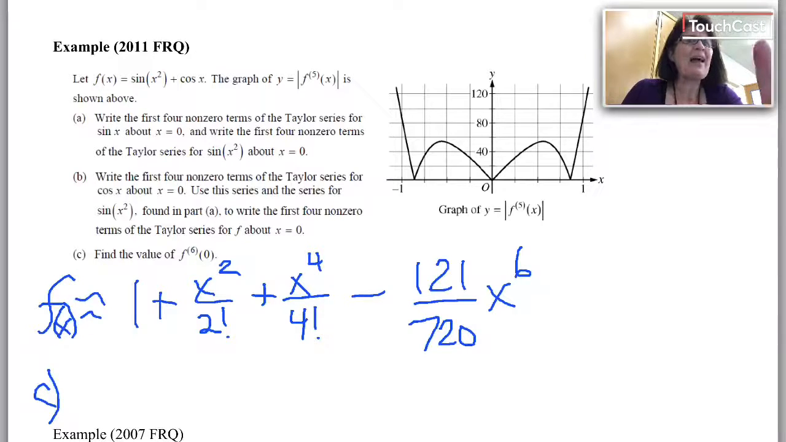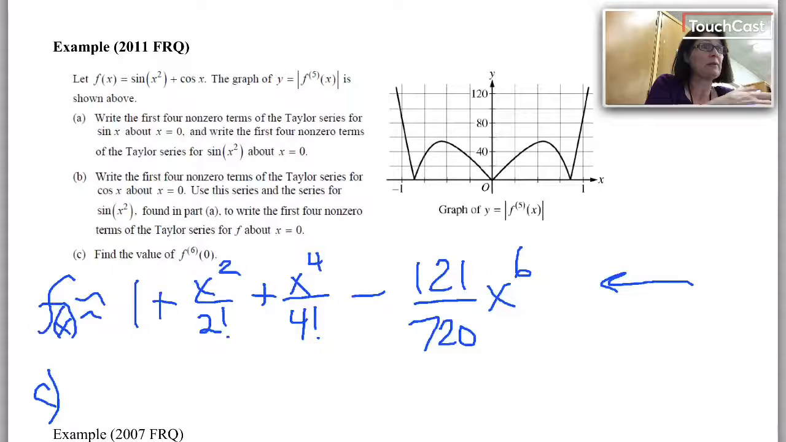But now check this out. Because of the work we did, we sort of pieced together two Taylor series that we knew, sine of x squared and cosine of x, to get the first few terms of the f polynomial. We're going to be able to figure out what the 6th derivative of f should have been. It's kind of crazy, right?